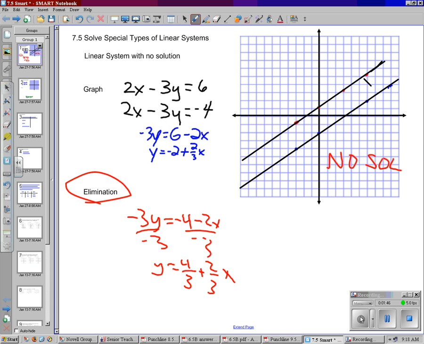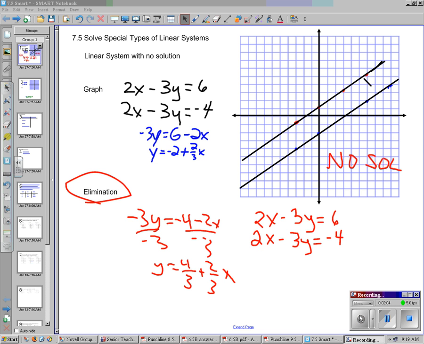Now what happens if we want to instead use the elimination method? Well, we have our two equations, 2x minus 3y equals 6 and 2x minus 3y equals negative 4. I want you to talk to your partner. I want you guys to come up with the elimination method to do this in order to show me what happens with your variables, please. When we are eliminating these, what's the first thing that we have to do to one of the equations? Michael?